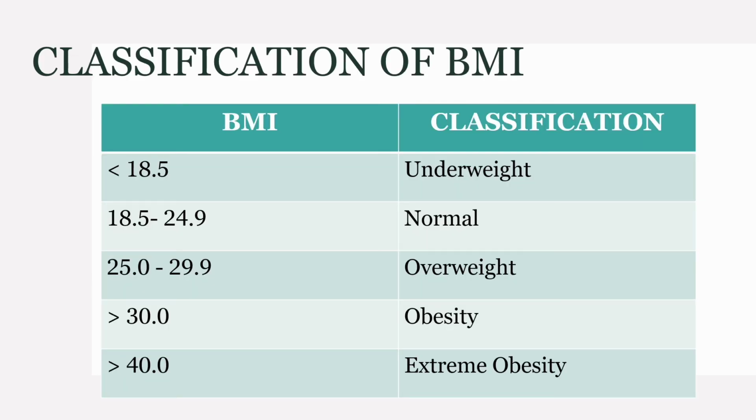These are now the classifications of BMI. If your BMI is less than 18.5, you are classified as underweight. If your BMI is from 18.5 to 24.9, you are classified as normal. If your BMI is from 25 to 29.9, you are classified as overweight. If it's greater than 30, it signifies obesity. And if it is greater than 40, it signifies extreme obesity.